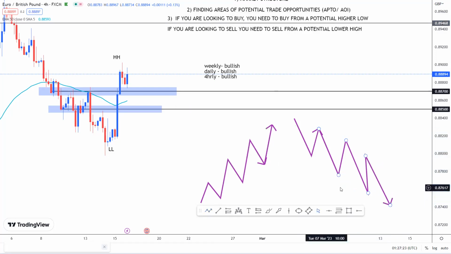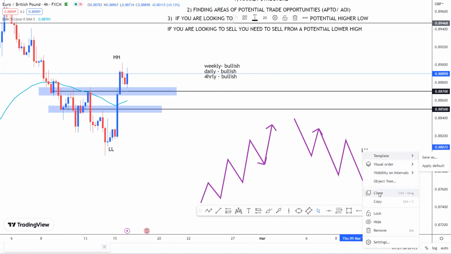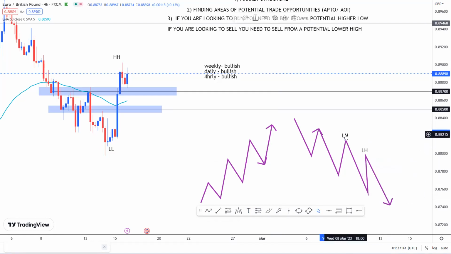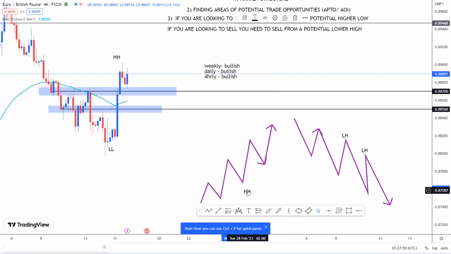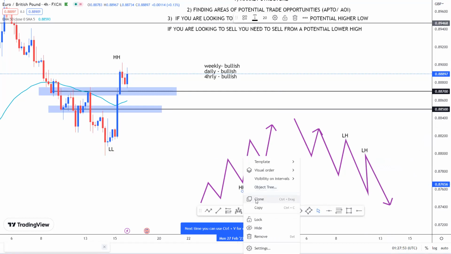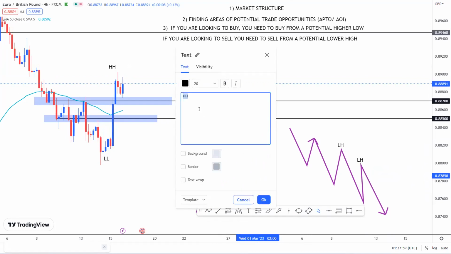So for selling opportunities, we need to look to get in on sales from a potential lower high. Then, if we're looking to buy, we need to buy from a potential higher low. We need to be buying from a potential higher low, guys.